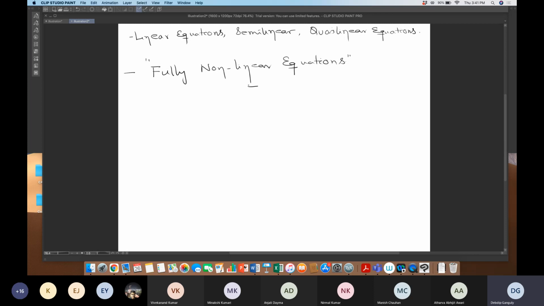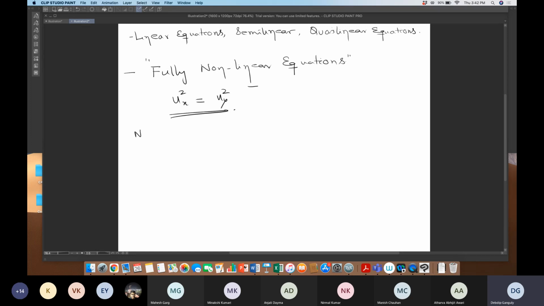So let's start with nonlinear equations. Can anyone tell me what is a nonlinear equation? Can anyone give an example of a nonlinear equation? ux squared equal to uy squared. Yes, kind of. This type of equation.